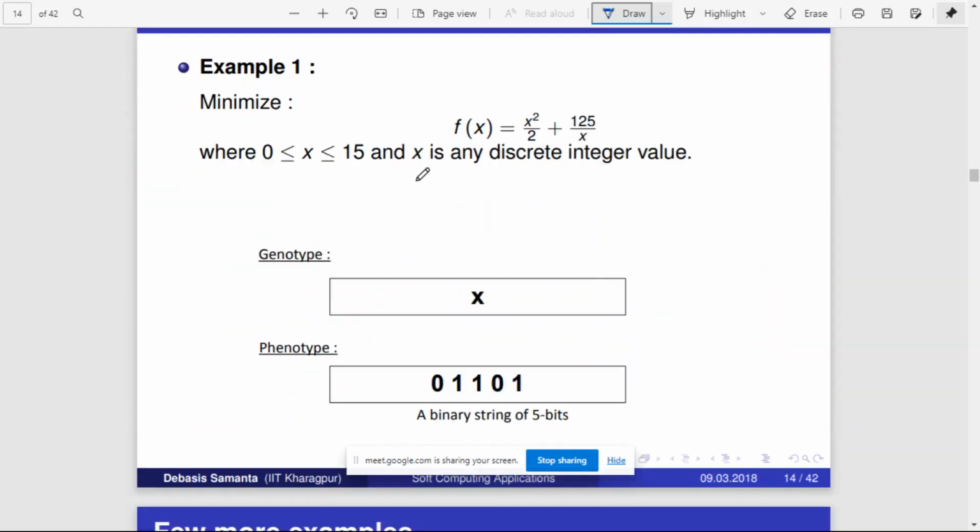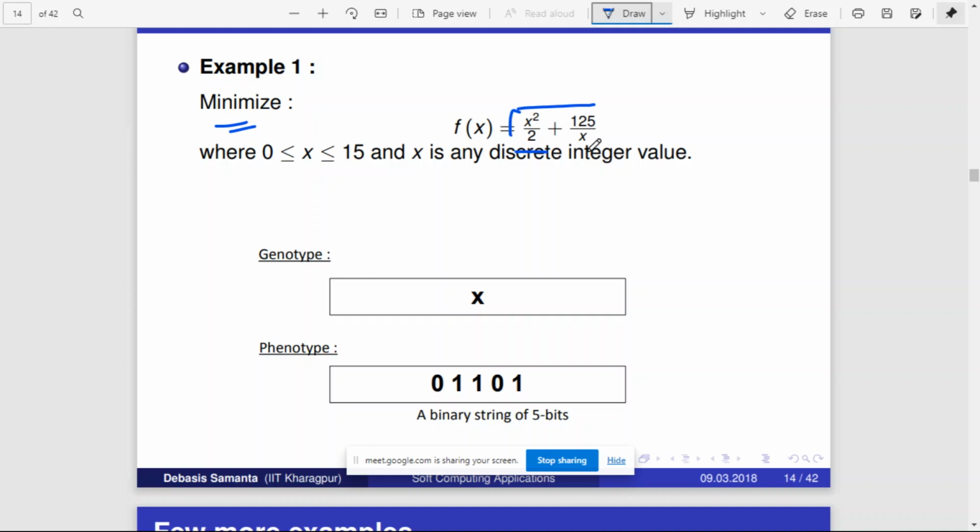So here is another example. Say there is an equation given like this: f of x equals x squared by 2 plus 125 by x. Minimize. So the purpose is to minimize this function. Minimize means find the value of x for which this function will give the lowest value, right? So that is what is called minimize.